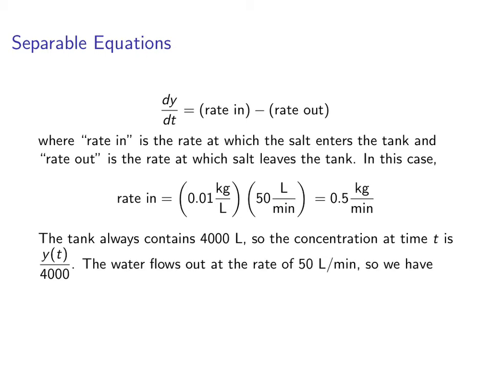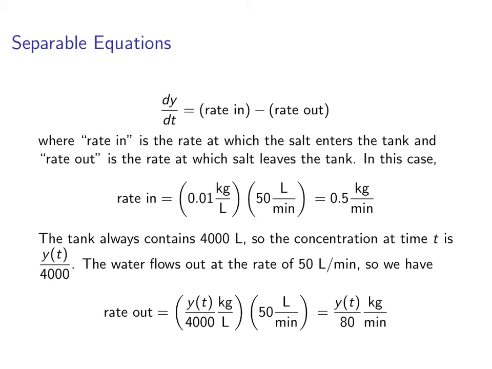Now the water flows out at the rate of 50 liters per minute, so our rate out is y of t over 4,000 kilograms per liter times 50 liters per minute. And that gives us y of t over 80 kilograms per minute. So the rate out also has to be measured in kilograms per minute.